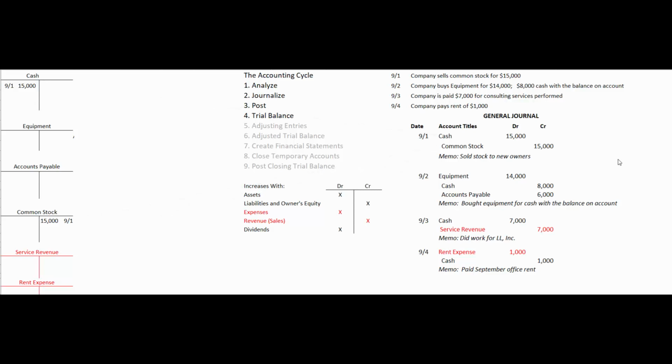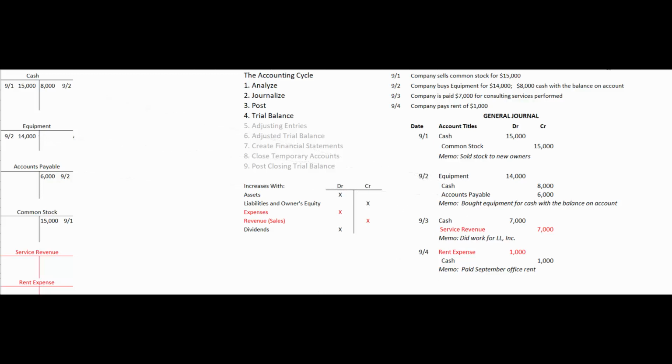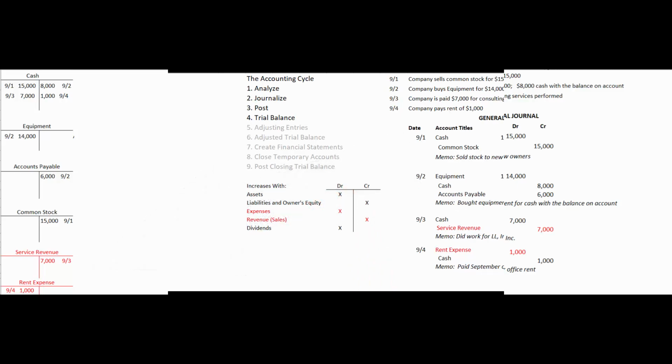Let's post the next transaction. Equipment got a debit of $14,000, and cash and accounts payable got credits of $8,000 and $6,000 respectively. We're going to be kind of fancy and put the dates out here next to these transactions. We don't always do that in the real world. All right, and then we'll post the rest to their accounts. And I kept up my convention of putting the income statement accounts in red font, again, to help us remember that an account appears either on the balance sheet or the income statement, not both.